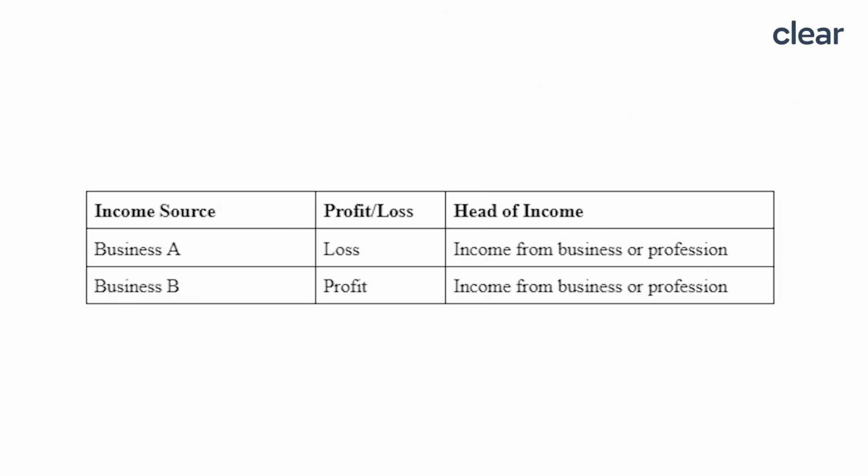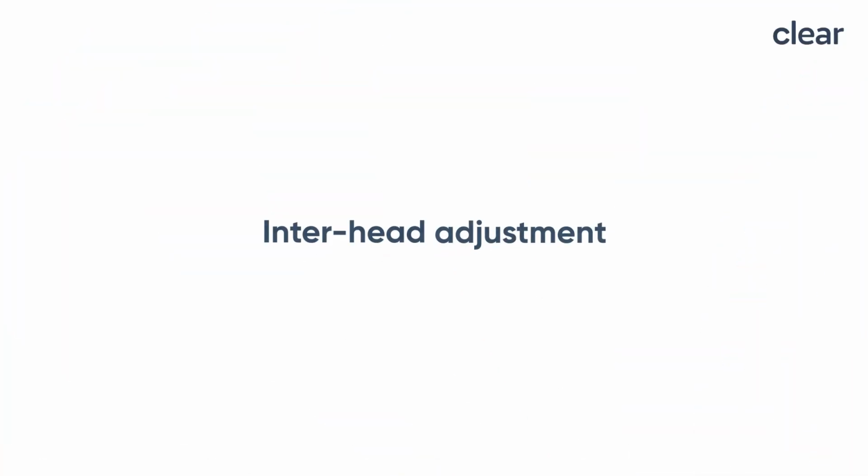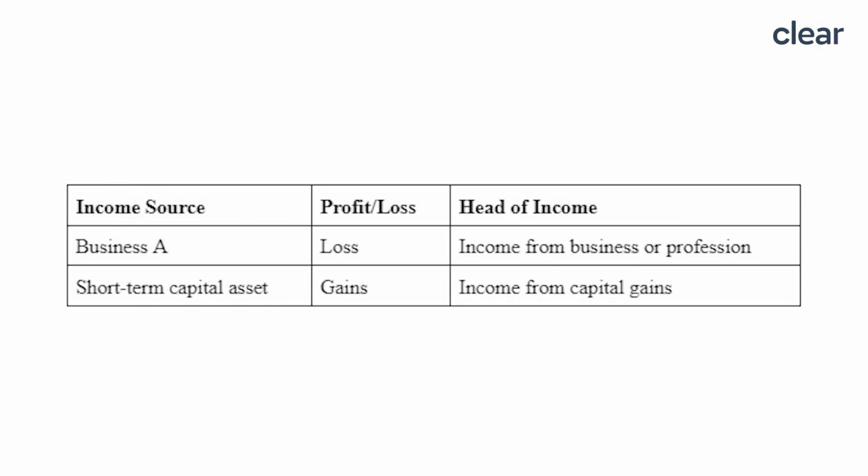For example, loss of business A can be set off against profit of business B, where business A is one source and business B is another source, and the common head of income is income from business and profession. After making intra-head adjustments, taxpayers can also adjust loss under one head of income against income under another head of income. For example, loss from business can be set off against short-term capital gains. This is known as inter-head adjustment. Thus, the loss of business A can be set off against the short-term capital gains.